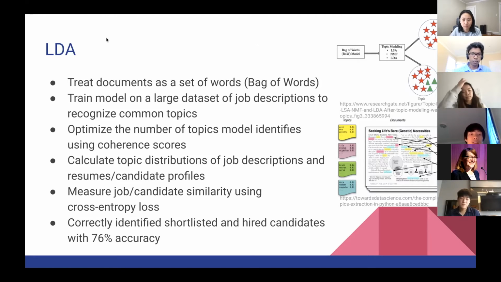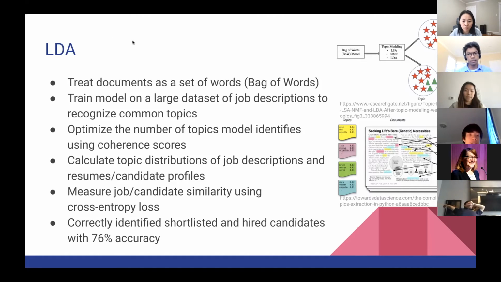Once we have this model, we were able to calculate topic distributions of job descriptions, resumes, and candidate profiles. Using this, we could measure the topic distribution of a job and the topic distribution of a candidate profile or resume, and then calculate how similar they were using cross-entropy loss to determine whether the topic distributions of these were equal.